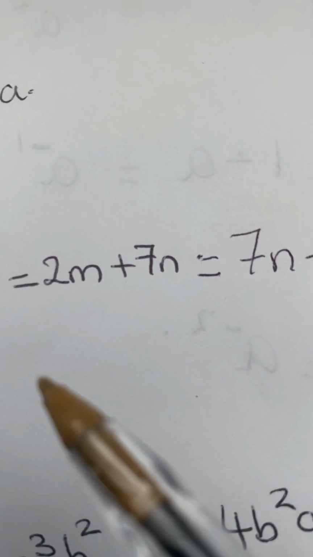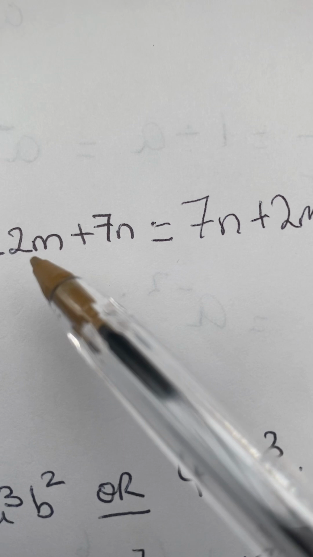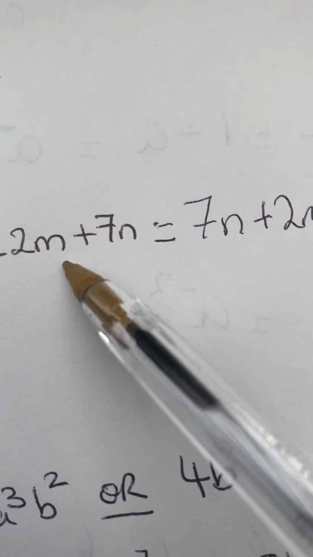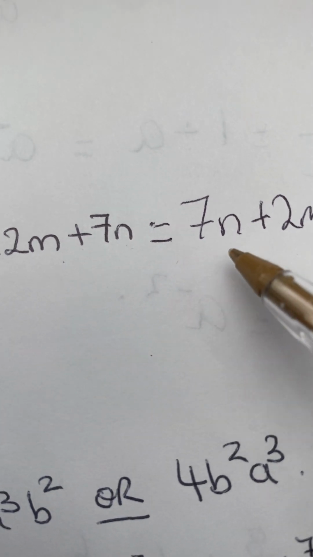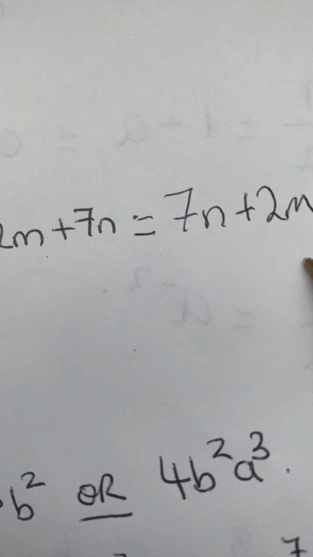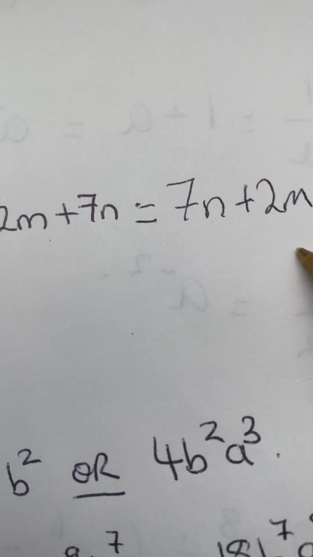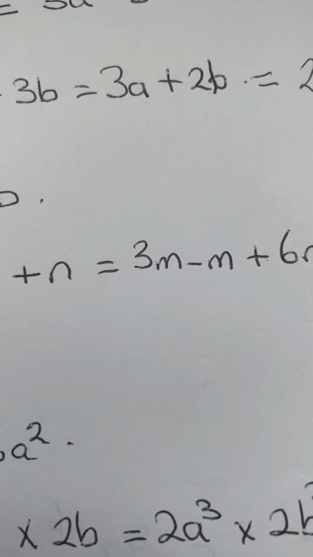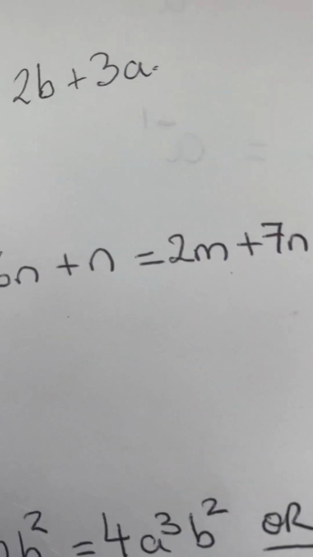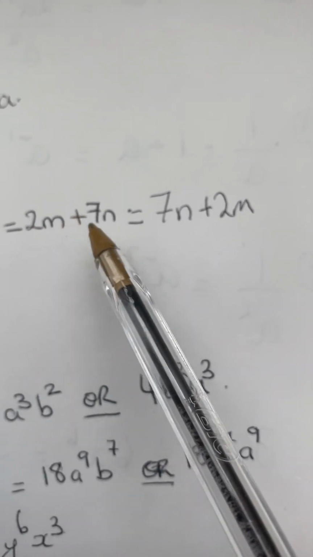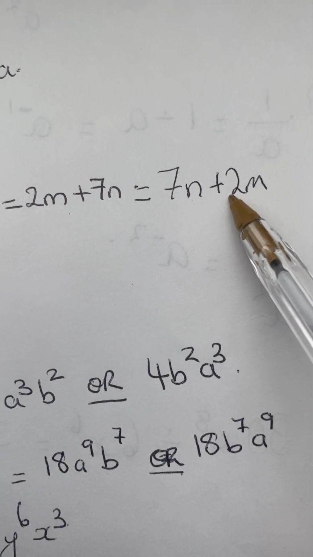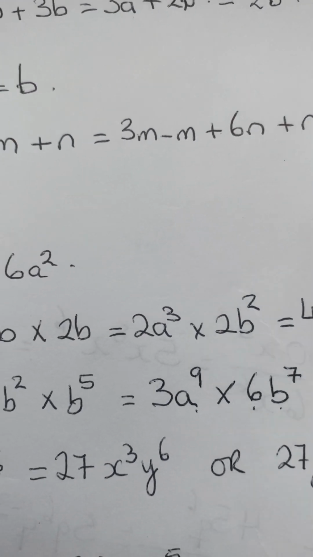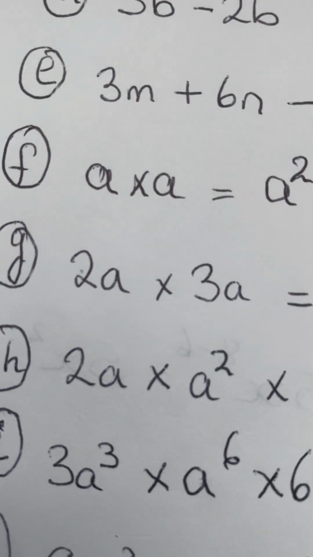It's the same as 2 mangoes add 7 oranges. You can still have 7 oranges add 2 mangoes. It depends on which variables you want to put together first. So this is right, and that is also right. Okay, let's go to the next one.